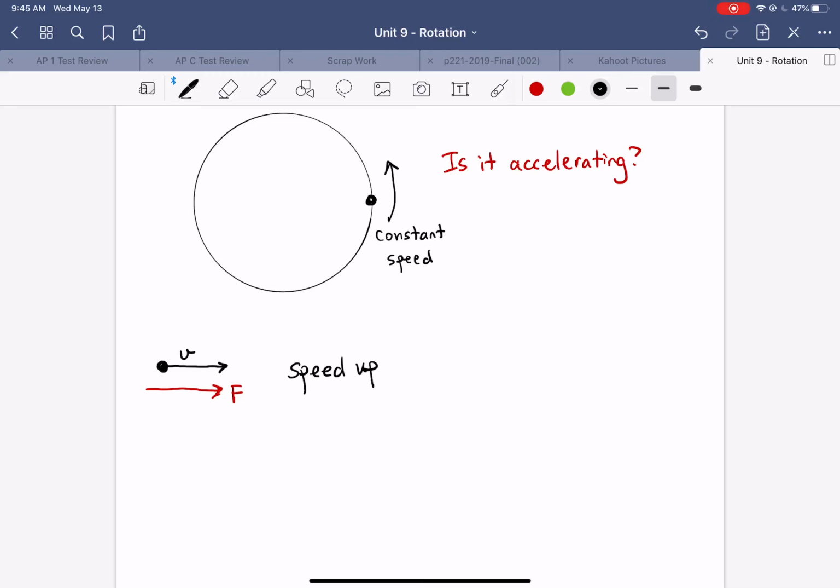What about if we have an object which is traveling in a straight line with speed v, and there's a force that pushes it in the opposite direction of its motion? What would happen to this object? Well, if you push an object against its motion, that's going to cause the object to slow down. And if the force acts long enough, eventually the object would stop and start accelerating in the other direction.